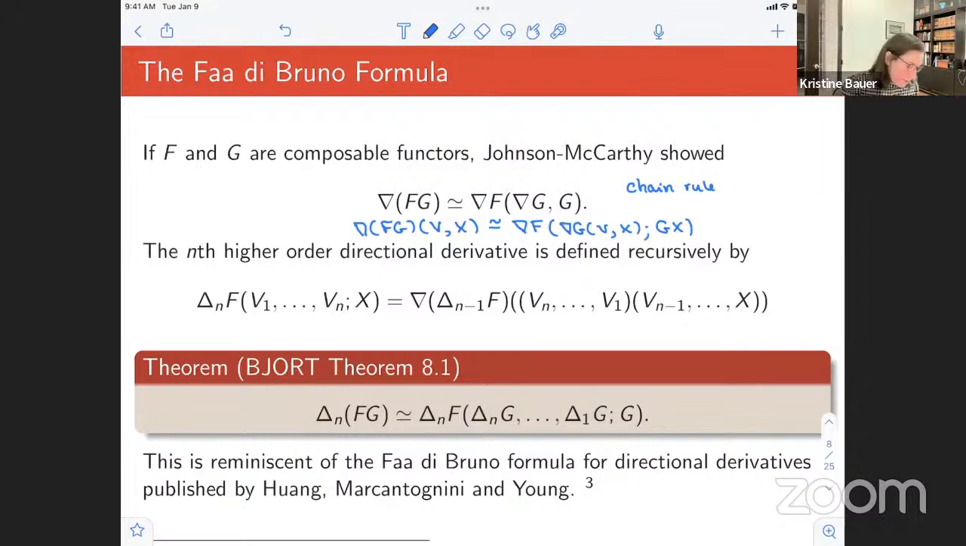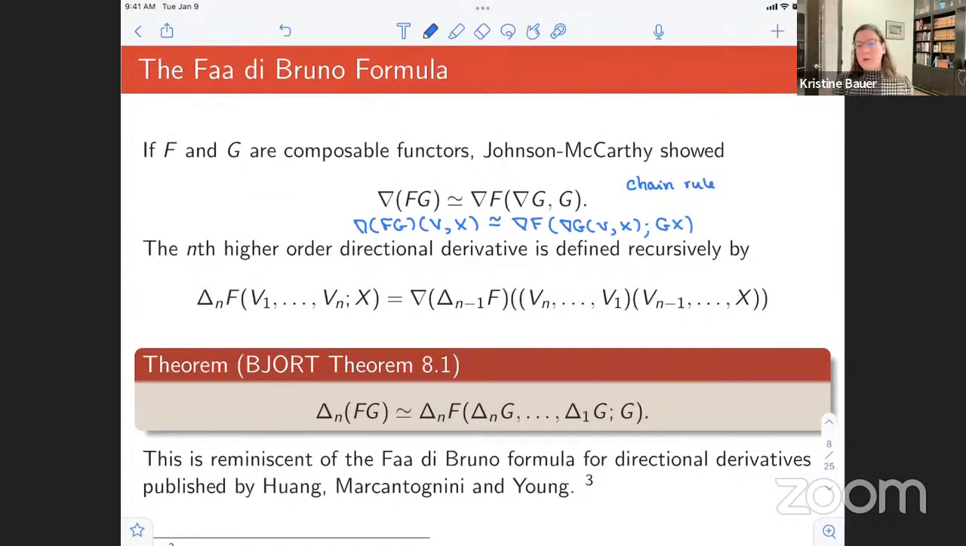So when we were preparing for the Women in Topology conference, Brenda Johnson conjectured that this chain rule might lead to a higher order chain rule, which looked formally the same as one that we had seen in a paper of Huang, Mercanti-Canini, and Young.